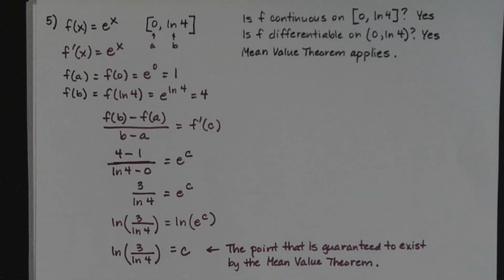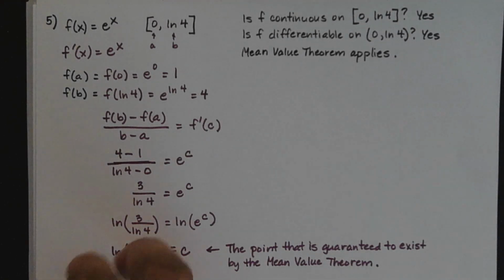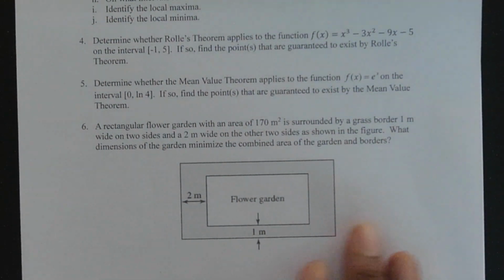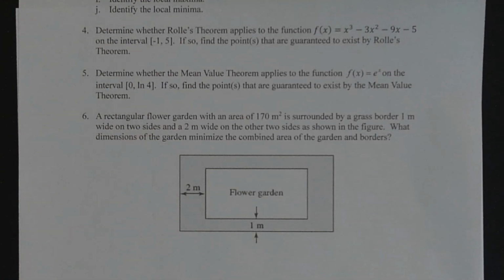All right. Any questions on problem number 5? All right, problem number 6 is an optimization problem. And this one is similar to an example that I did out of that section. A rectangular flower garden with an area of 170 square meters is surrounded by a grass border 1 meter wide on 2 sides and 2 meters wide on the other 2 sides as shown in this figure. What dimensions of the garden minimize the combined area of the garden and the borders?